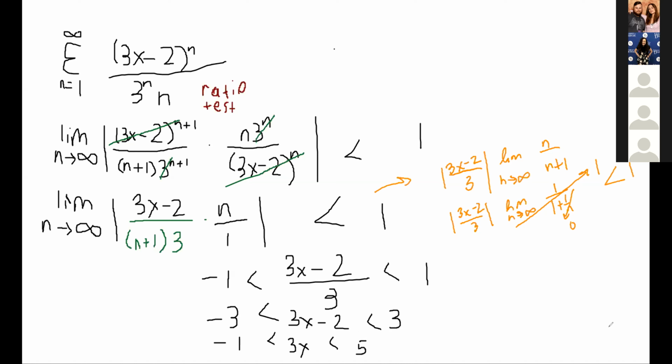Quick question. For 3x minus 2 over n plus 1, 3 times n over 1, where did the n go? On the second limit you wrote down, the n over 1. Where did that get canceled out? You divide everything by n. Okay, and then those two cancel. Yes. Okay, thank you.